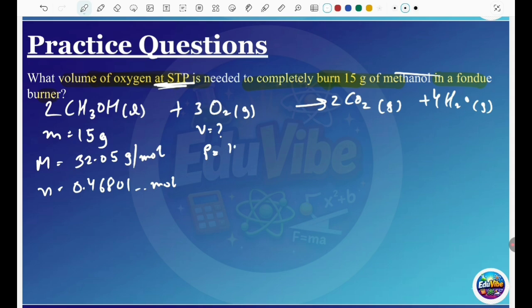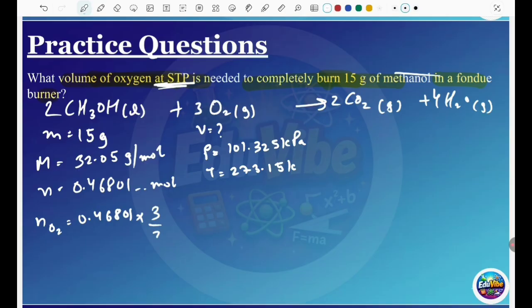Pressure in STP is 0.1325 kPa, and we also have a temperature, which is 273.15 Kelvin. You can actually find the n from here. So n for O2 you can find: 0.46801 times required upon given. So required is 3 divided by 2. When you solve this, you get 0.702028 moles of O2. So basically we get the n from here too.